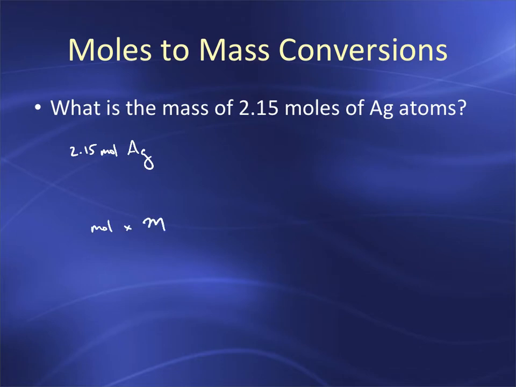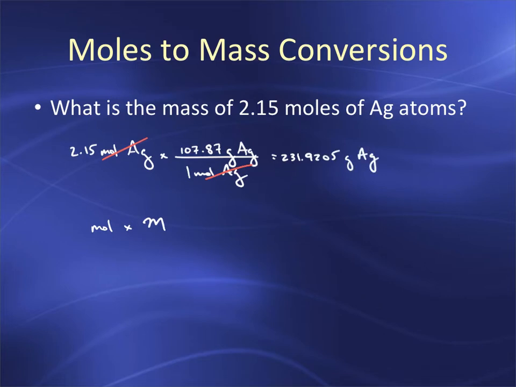So this is where you go to your periodic table. And silver is element 47. Its molecular weight is 107.87 grams of silver for every 1 mole of silver. And notice my moles of silver units there are going to cancel. When I plug this into the calculator, we'll write out the whole thing, then we'll round it off here. We end up with 231.9205, and my unit would be grams of silver.